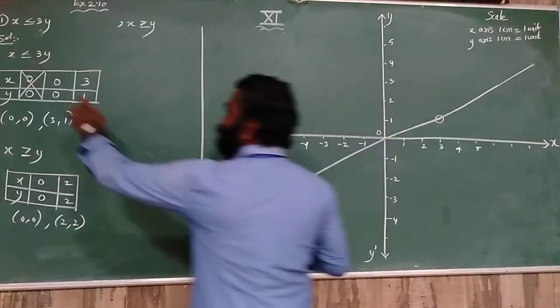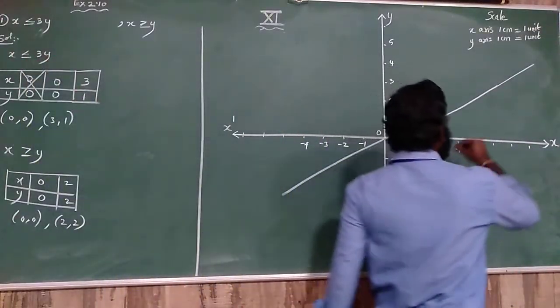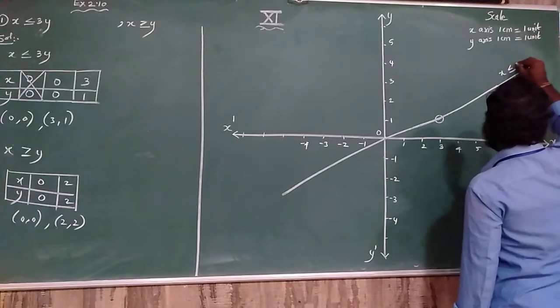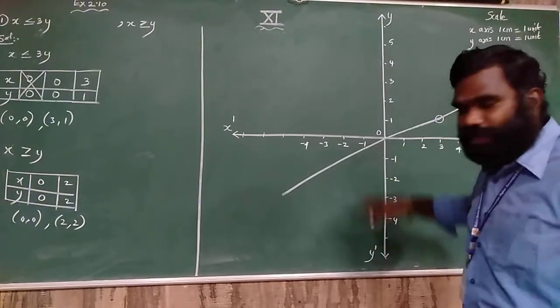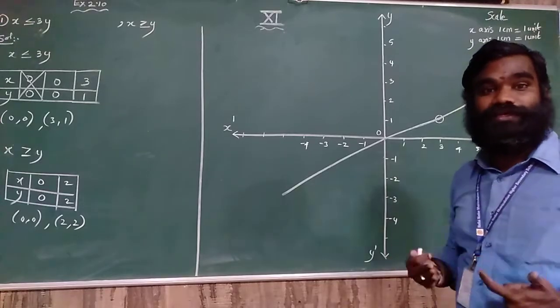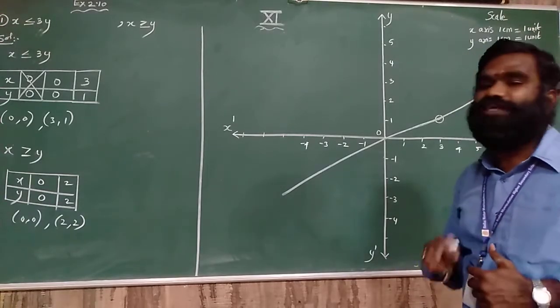What is the line name? x is less than or equal to 3y. Write the line: x is less than or equal to 3y. This is the line. After drawing this line, I need to shade the region. This is very important.